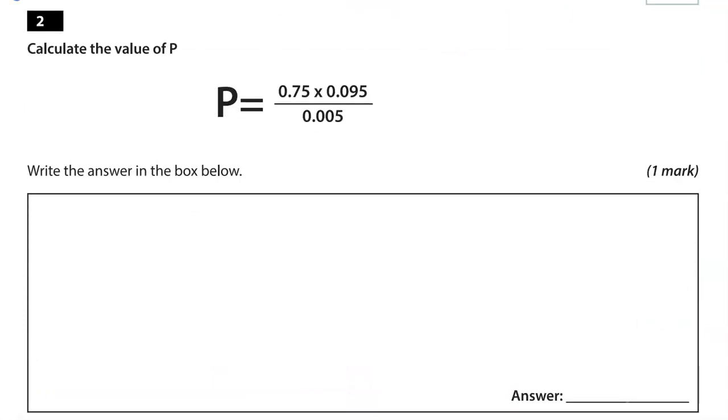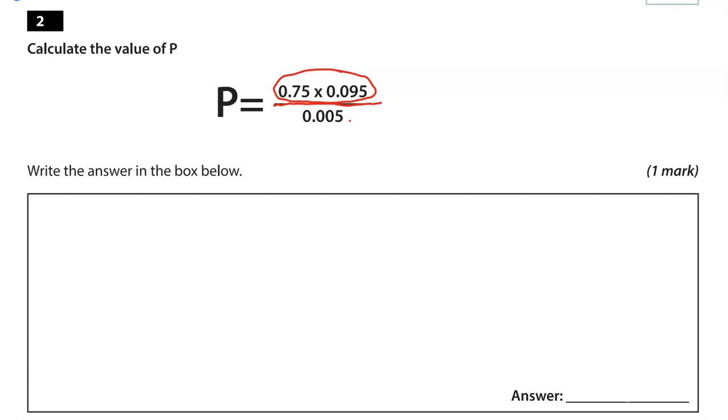Calculate the value of p. So p is equal to 0.75 times 0.095, all divided by 0.005. So this line here is the division line to tell us that whatever is at the top is being divided by what is at the bottom.